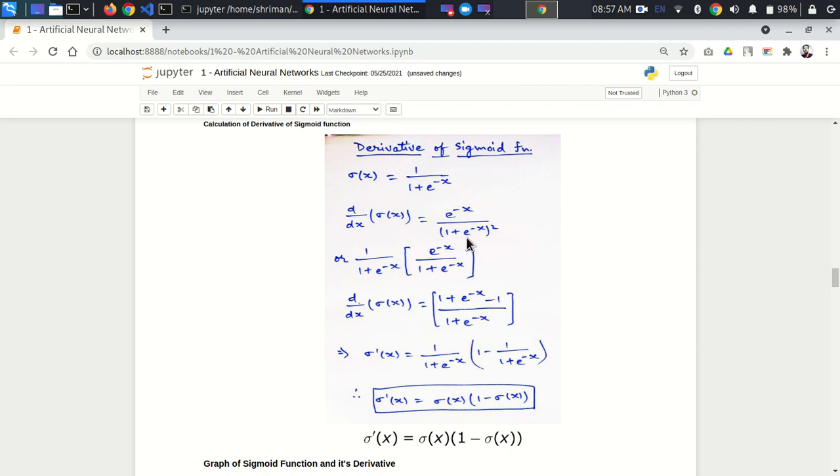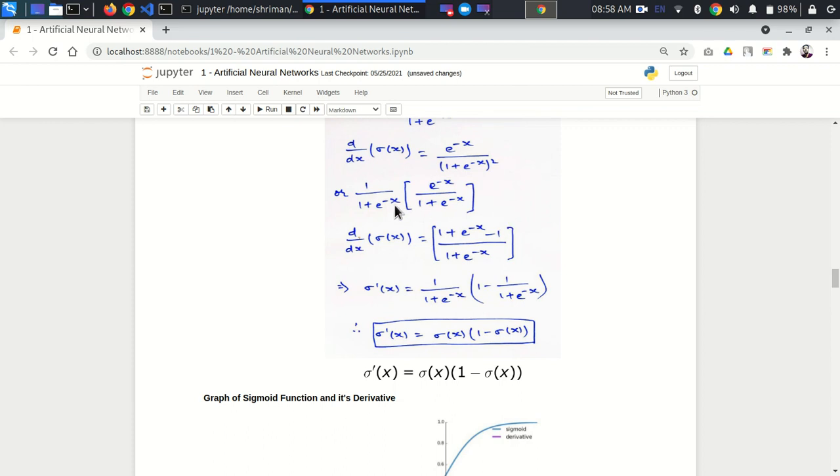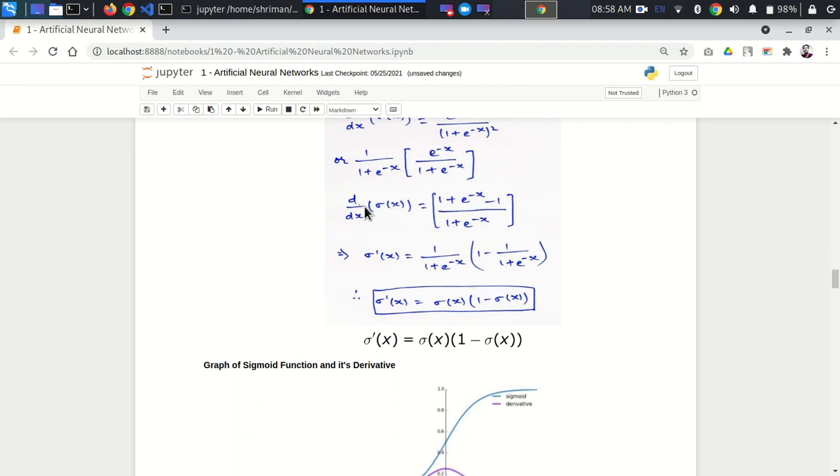So here we are going to differentiate this one, and in that case we are going to get this kind of expression. Again, guys, we are going to take a common 1 from this, and then 1 plus e to the power minus x from the denominator side. Then d by dx upon this one. Here e to the power minus x is already there, so we are trying to add and subtract 1.